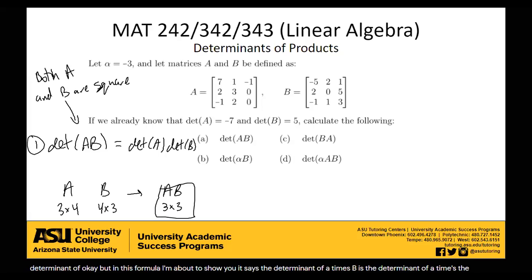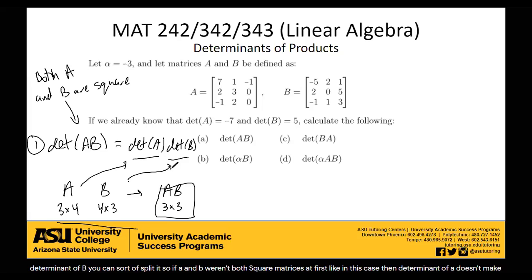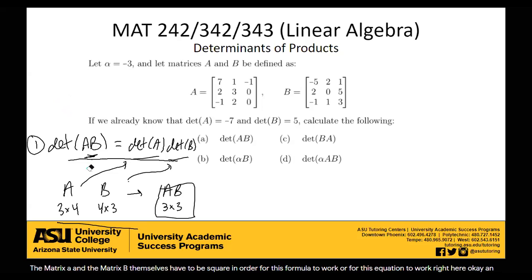So if A and B weren't both square matrices at first, like in this case, then the determinant of A doesn't make any sense, and the determinant of B doesn't make any sense. You can only take the determinant of square matrices. So even if A times B is square, the matrices A and B themselves have to be square in order for this equation to work. An important thing to note. So if both A and B are square, then this formula always holds.